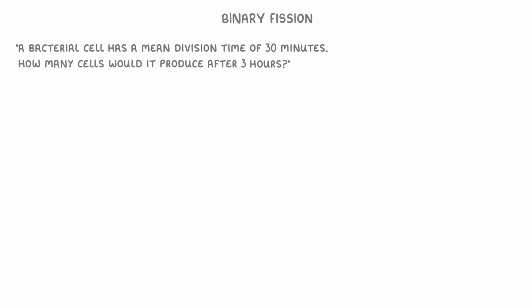When it comes to your exams, you might be asked to calculate something like this for yourself. So let's see how we do it for this question here. A bacterial cell has a mean division time of 30 minutes. How many cells would it produce after 3 hours? And just to point out here, that mean division time just means how long it takes to divide on average. So it's saying that they can divide every 30 minutes.